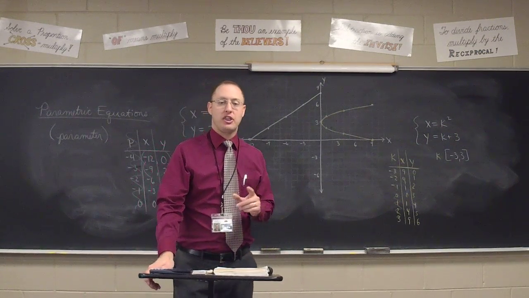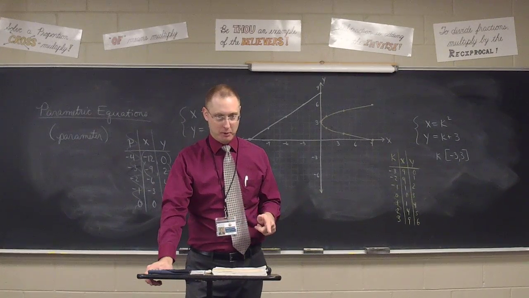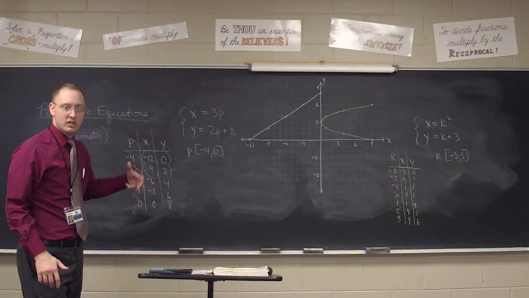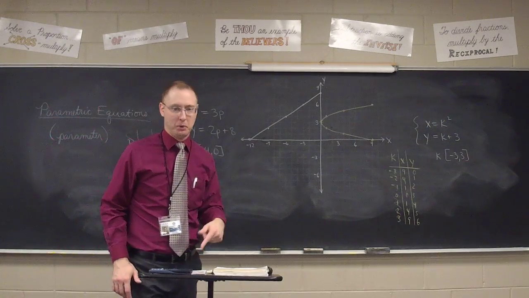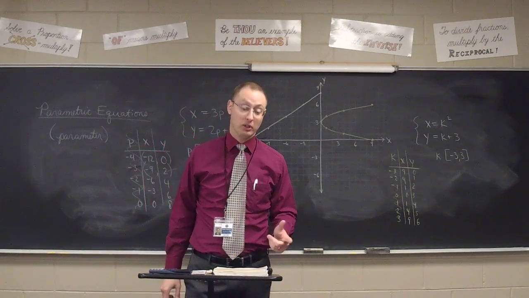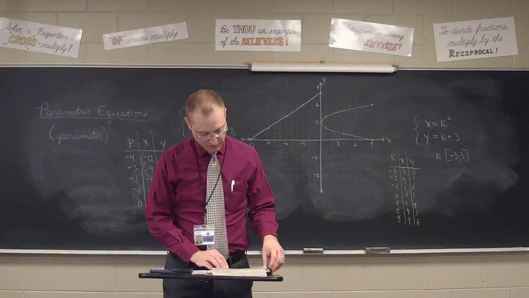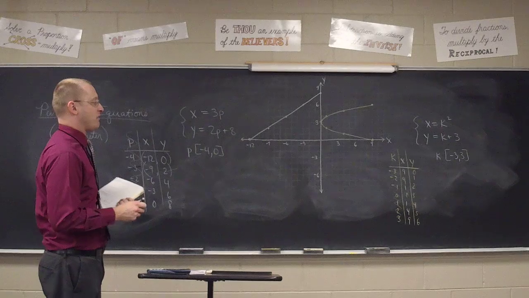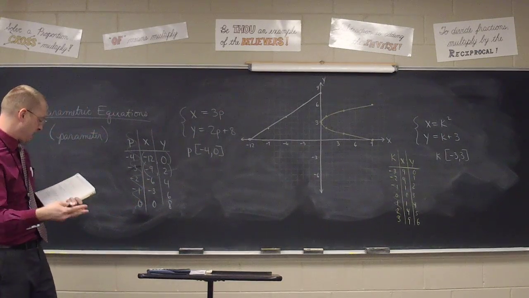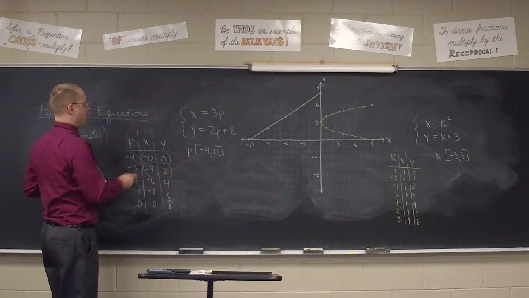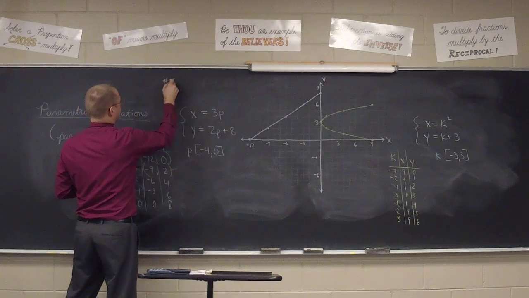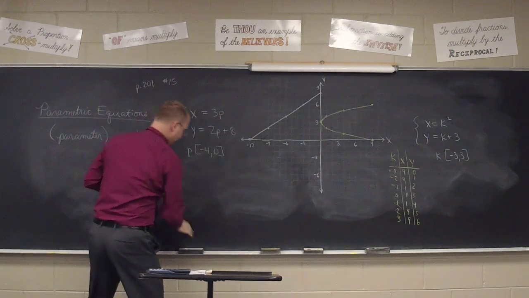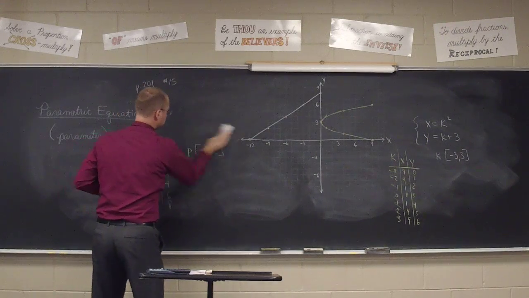So if we use theta as the parameter, instead of a random thing like k or p or t, then we can produce some really interesting results. Let's take a look at number 15. Let's start with a fairly basic parametric equation. And for this, instead of a k, x, y or a t, x, y or a p, x, y table, we're going to use a theta, x, y table as we do number 15 on page 201. So let's take a look at the equations first of all.